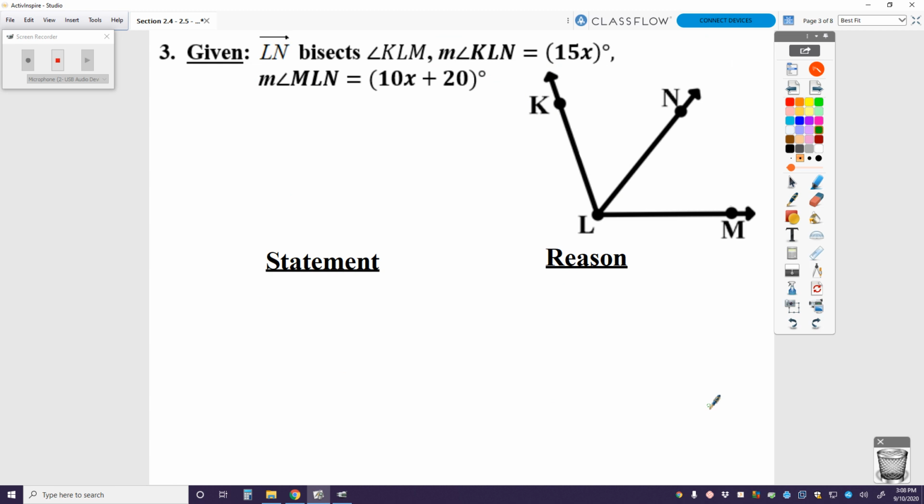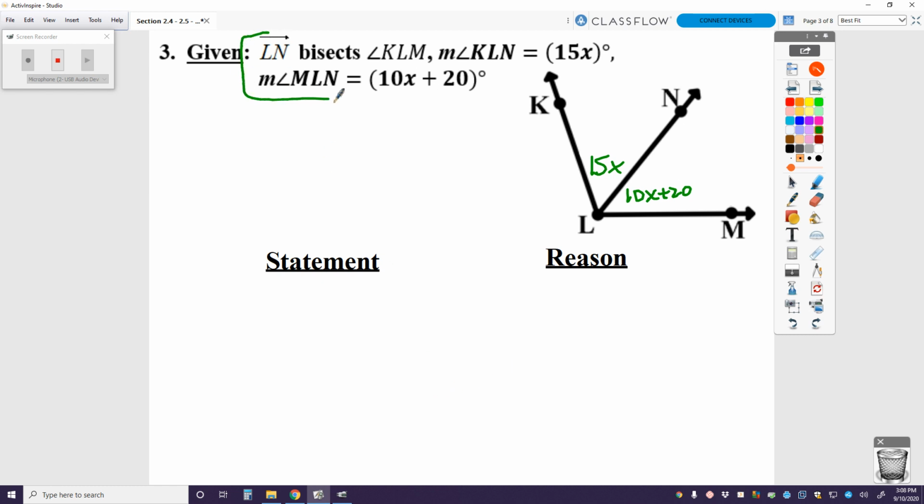Number 3. We have lots of given information here. What do we have going on? Ray LN bisects angle KLM. Then we're given some algebraic expressions for angle KLN, which is this angle, 15x, and MLN, the other small angle, 10x plus 20. So I'm just going to write those values in there. We will talk specifically about that bisect given statement.